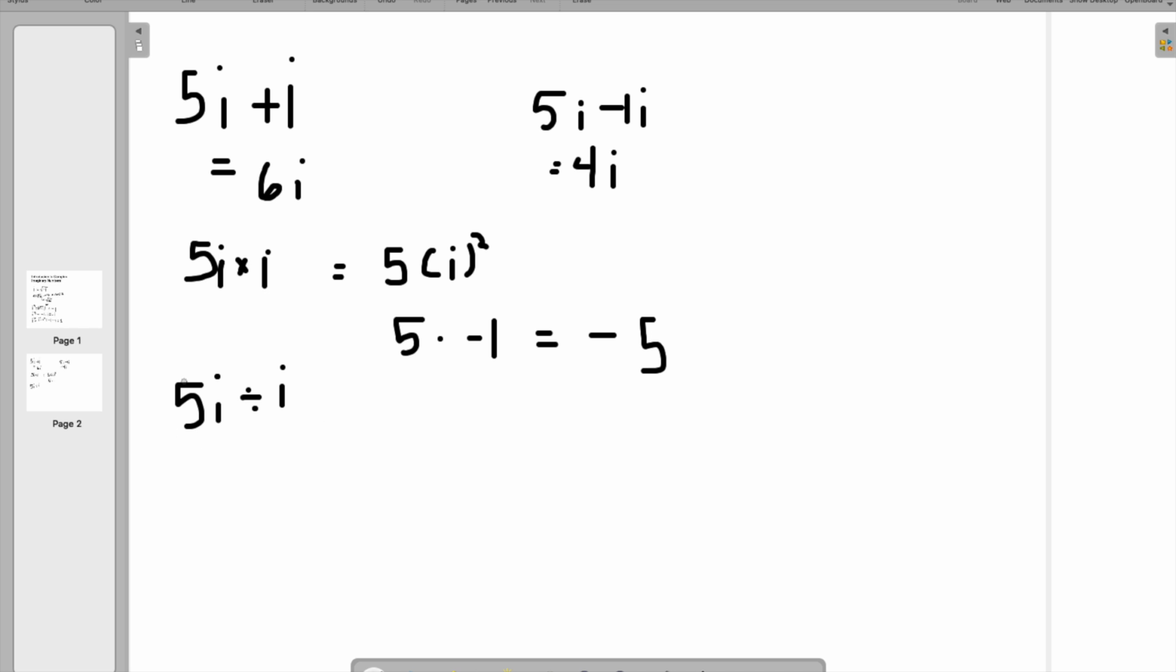And for 5i divided by i, we're going to treat it also like a variable. So you just put 5i on the numerator and i on the denominator, and you just cancel them out. So it just equals 5.